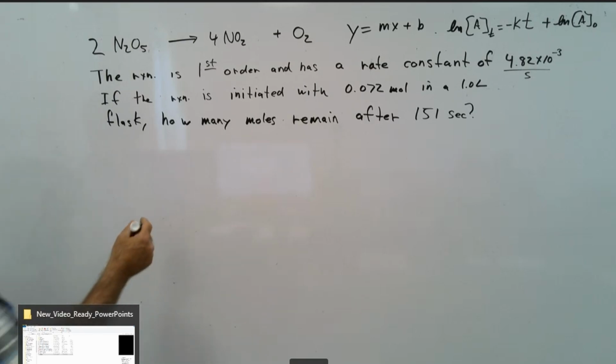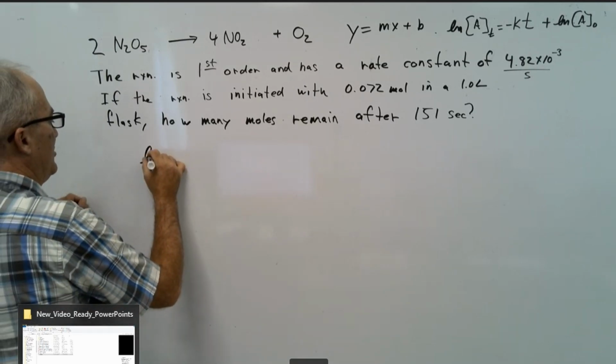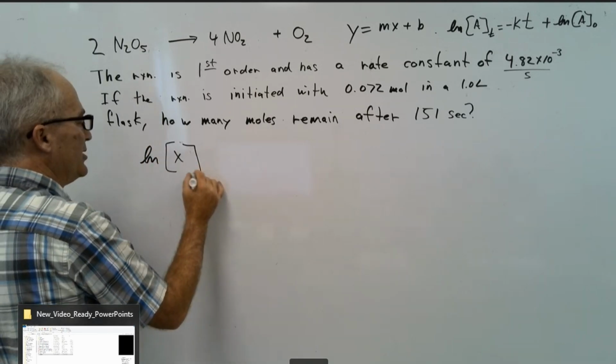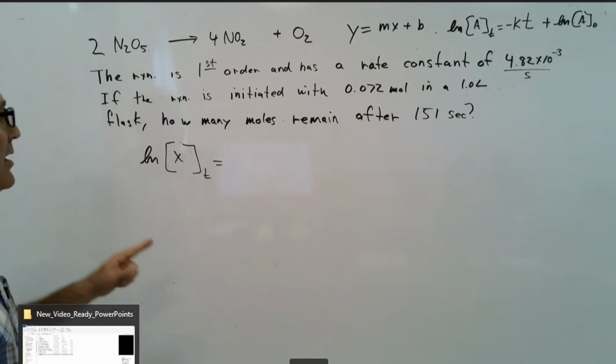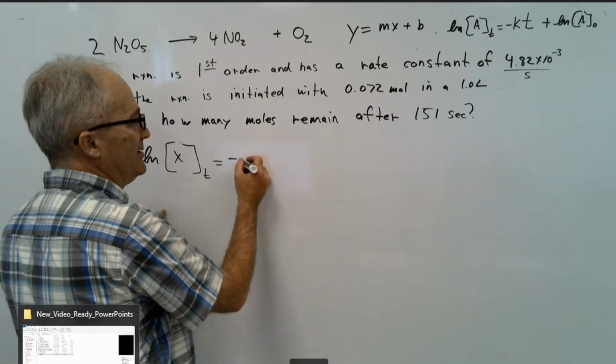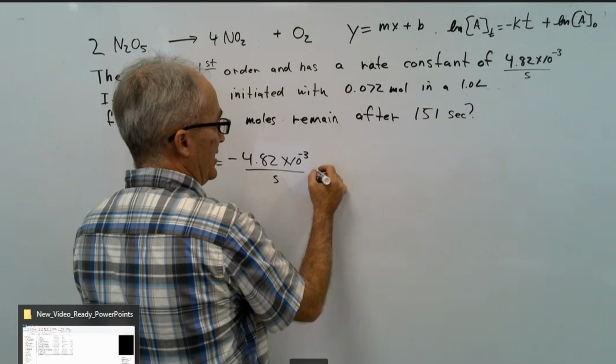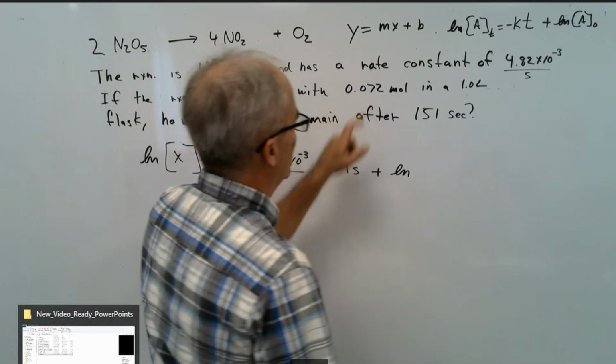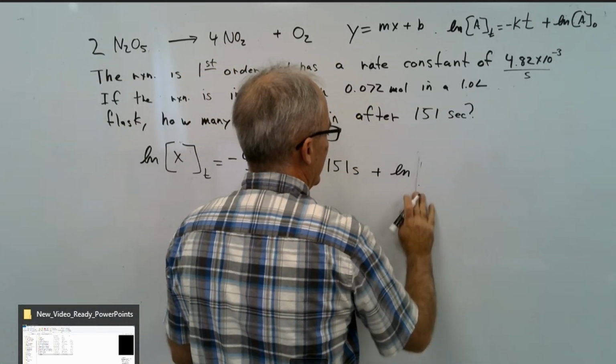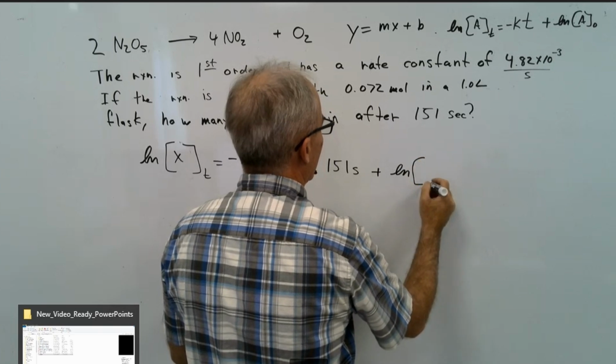Right, so here's how we want to approach this. We're going to pull out this equation. Alright, negative the rate constant. It's got seconds in the bottom. Time multiplied by time. So here's our initial concentration. You can go ahead and be consistent here with brackets.